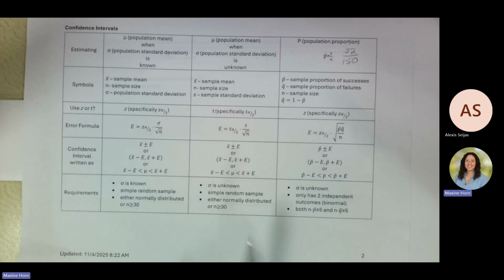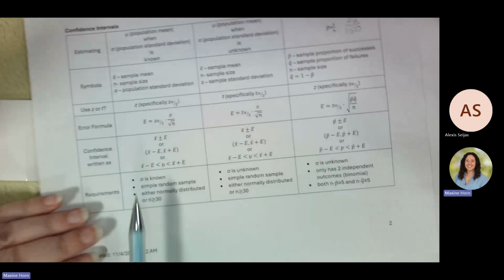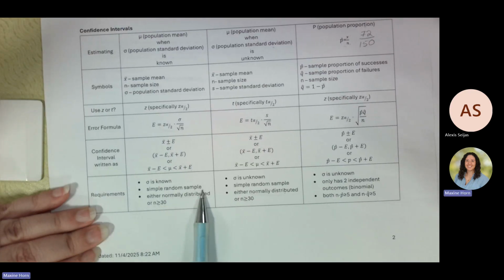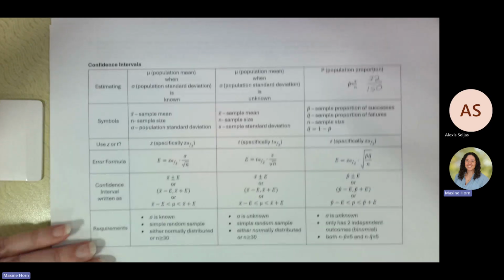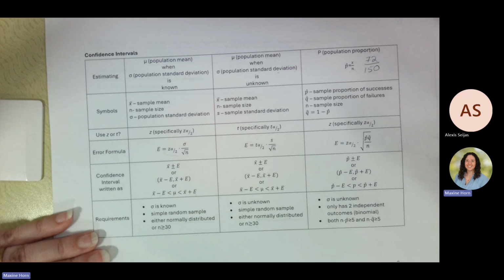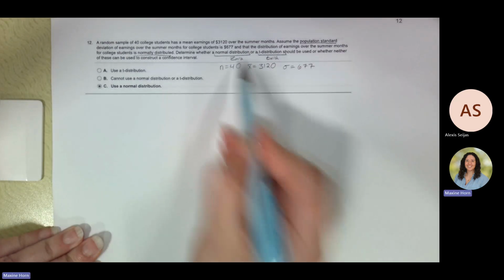So the population standard deviation is known. It's a simple random sample, and it's either normally distributed or n is greater than or equal to 30. So check, check, check. And to be fair, actually, both criteria here are met. I really only needed one of these, but it actually had both of these. So absolutely, we can do a normal distribution, right? Our standard normal distribution, which is where we get our z-scores. A t distribution is where we get our t-scores. Right? Okay. So that's why we can use a normal distribution, because the normal distribution is our z-scores.